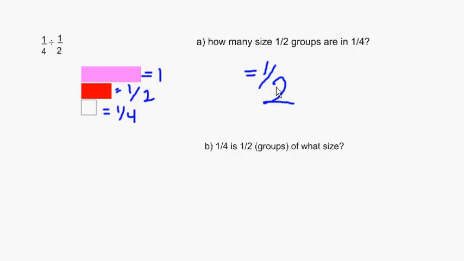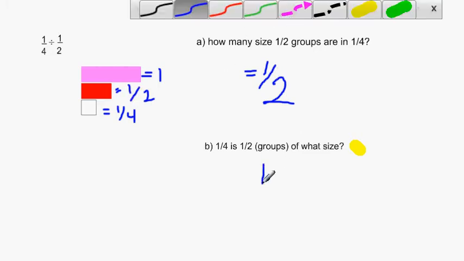Let's take a look at the second idea, the B type. We can use our same diagram here. 1/4 is 1/2 of what size? So here's my 1/4. My 1/4 is half of which of these pieces? Well, my 1/4 is half of a red, and a red is a half, so my answer would be 1/2.